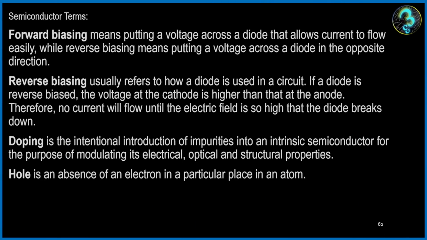Okay, so semiconductor terms, we have forward biasing. So meaning, kapag ang ating diode is naka-forward bias, meaning our diode is on. Reverse bias, so the circuit is reversed, no? So meaning the diode is turned off. So doping is adding, no? Adding impurities to our semiconductor so that it will enhance its electrical, optical, and structural properties. Then hole is the absence, no? Yung place na kung saan sa orbit ng ating atom is nawala yung electron. So that is what we call a hole.